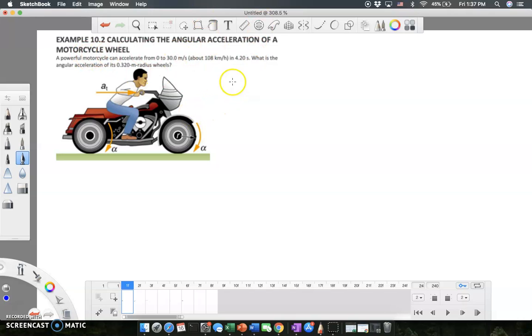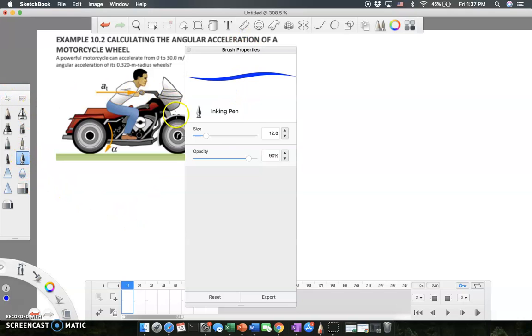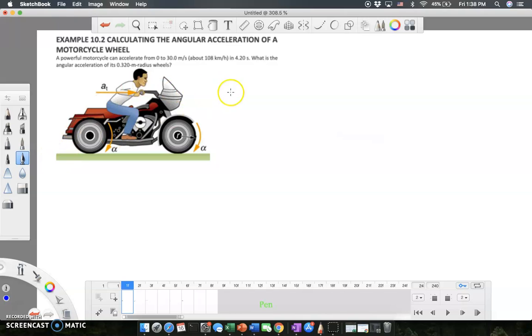Again, we have a motorcycle that can accelerate from 0 to 30 meters per second. So that's going to be our velocity. Sorry, our velocity is 30 meters per second, okay? And our time that went by is 4.20 seconds, okay? Our radius of the wheel is 0.32 meters.